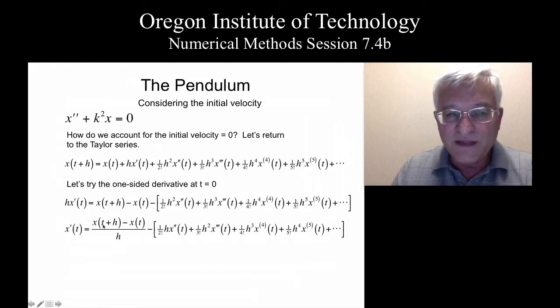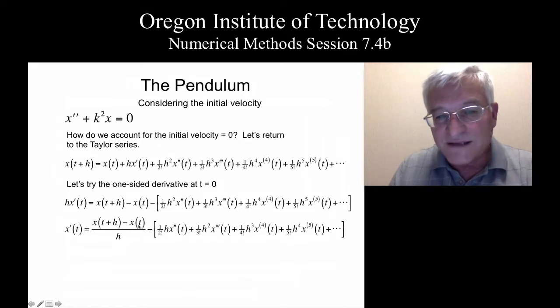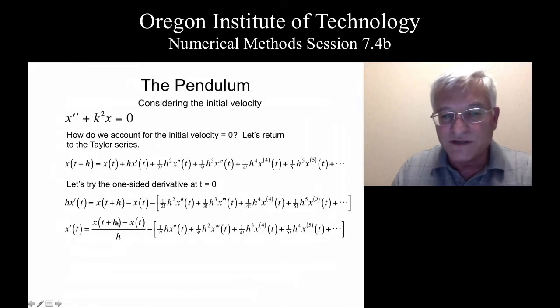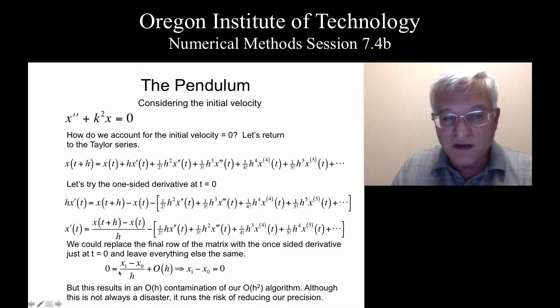Well, we know that if you're talking about x of t being maybe x0, then x of t plus h must be x1. Or if x of t is x1, then x of t plus h must be x2. So we could use the discretized values as easily as this form right here. So let's go ahead and try that.